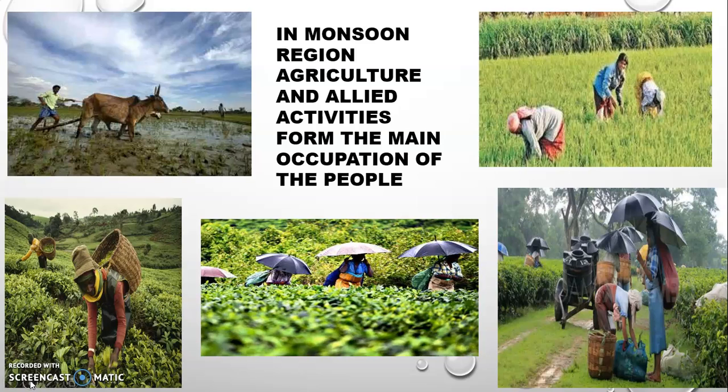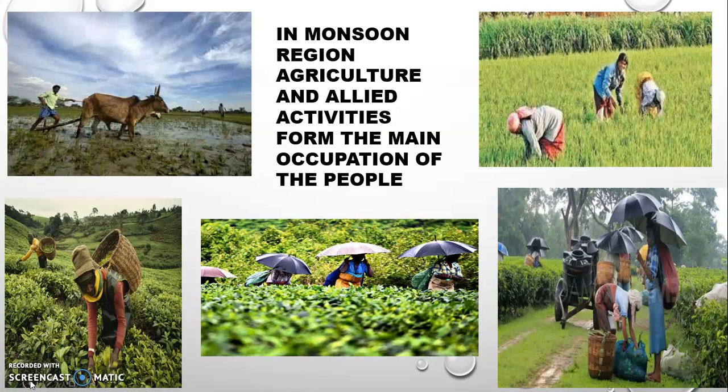Now this biodiversity leads to the issue of availability of all the natural resources. This adversely affects human occupation. How does this biodiversity, and the location and extent of every natural region, affect human occupation? Now coming to the monsoon region.